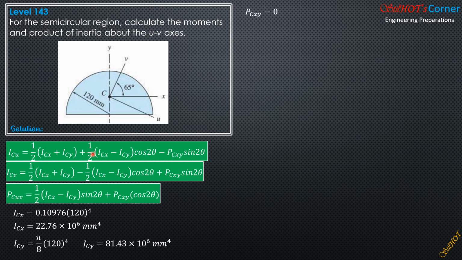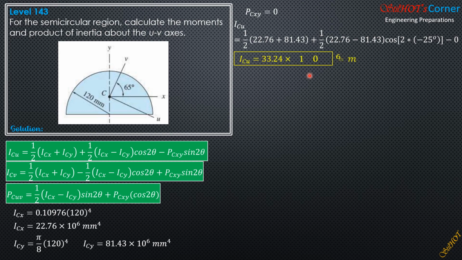So substitute. By the way, theta is clockwise towards the u-axis, so it is a negative angle, negative 25 degrees, where 25 is 90 minus 65, so clockwise 25 degrees, which is treated in our formula as negative 25 degrees. So I sub Cu is 1/2 of quantity 22.76 plus 81.43, plus 1/2 of quantity 22.76 minus 81.43, cosine of 2 times negative 25 degrees, plus minus P sub Cxy, which is 0, sine of negative 50, so that's still 0. Therefore, I sub Cu is equal to 33.24 times 10 to the 6 millimeters to the 4.